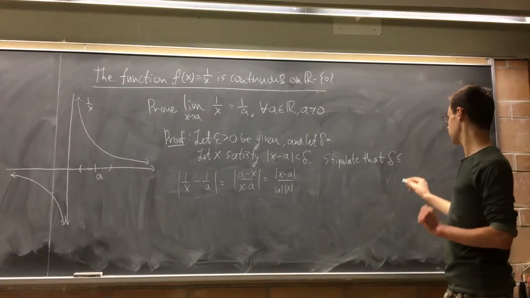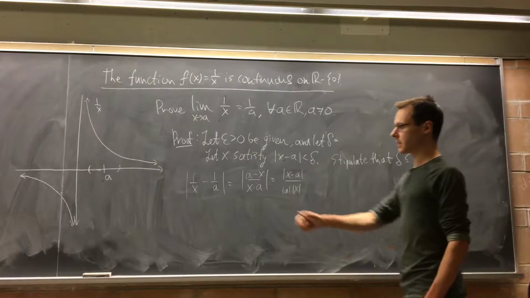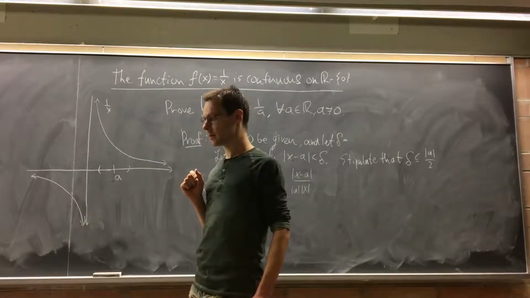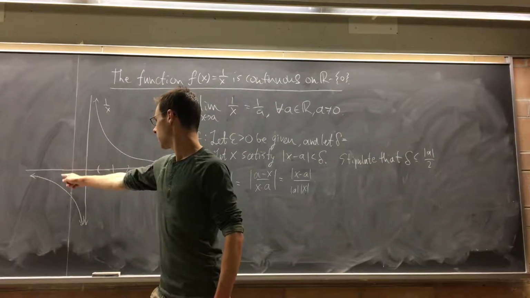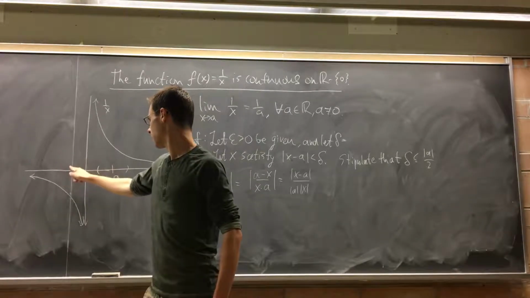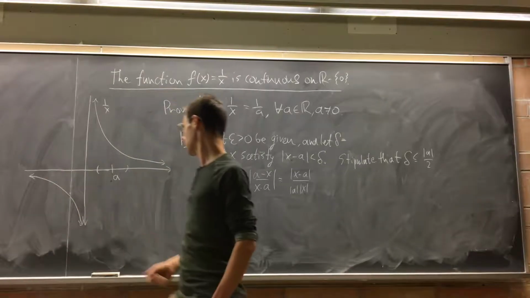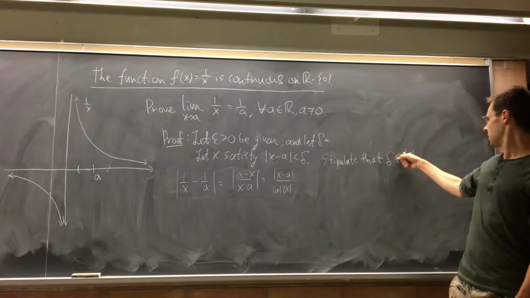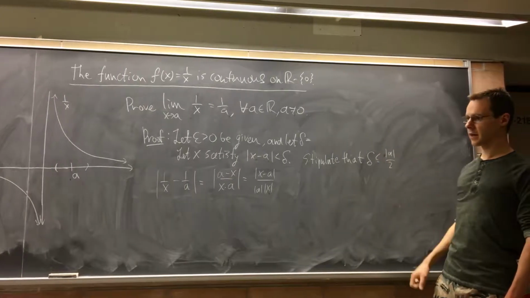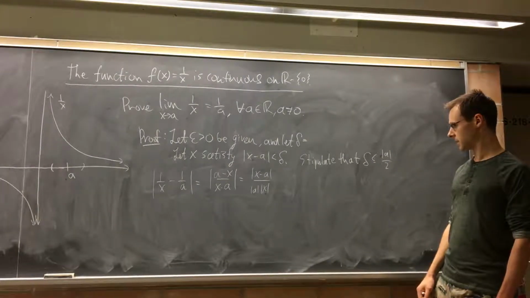Now, we do need the absolute value around the A. Why do we need that? Because A could be negative, right? A could be out here, and then we don't want delta to be smaller than halfway to the asymptote. So we would have to take our absolute value because we would need a positive distance here. We need to make that positive, okay? So delta would have to be less than or equal to abs A over 2.